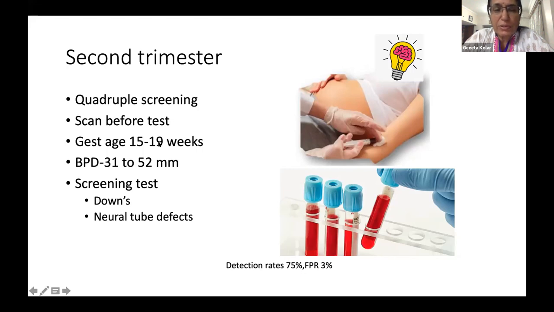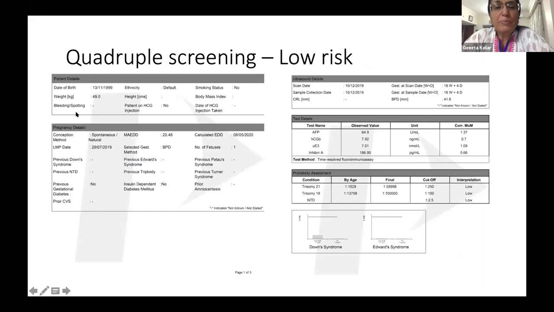The gestational age should be between 15 to 19 weeks. The BPD, that's the biparietal diameter, should be between 31 to 52. It is again a screening and not a diagnostic test. It screens for aneuploidies like Downs, and alpha fetoprotein, if it's increased, will be a marker for neural tube defects. So how does the report look?